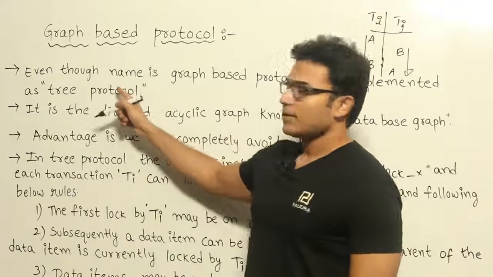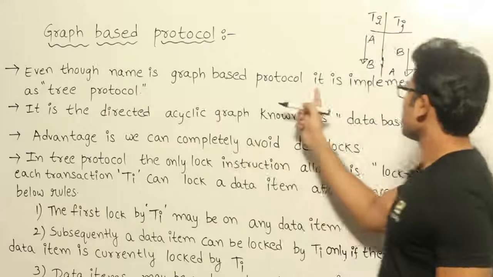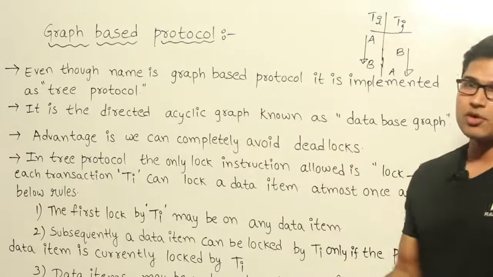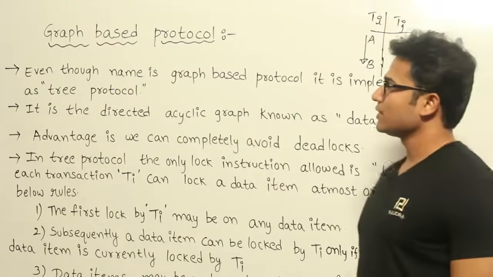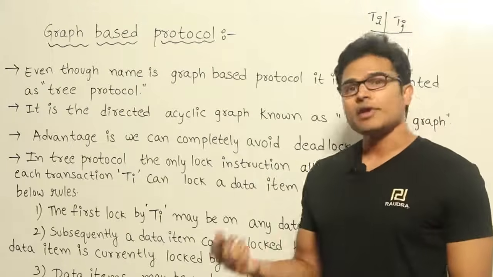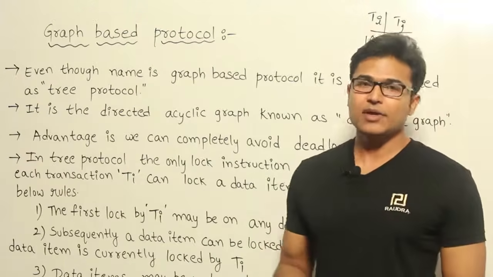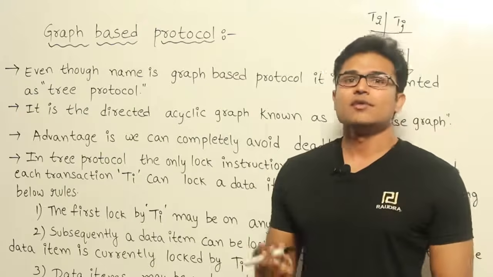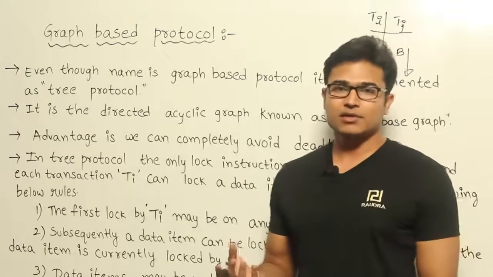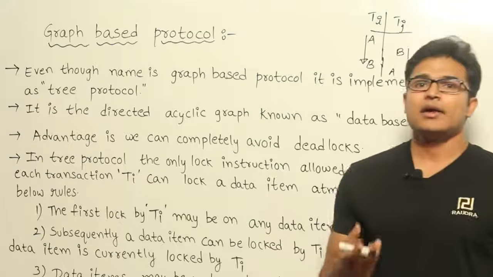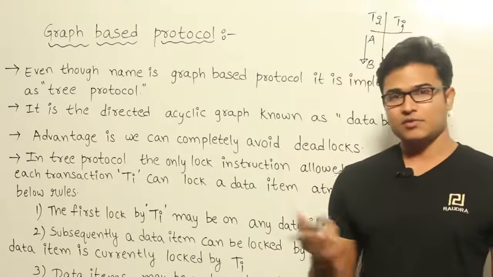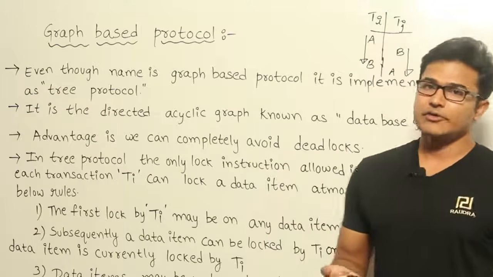See this. Even though the name is graph based protocol, it is implemented as a tree protocol. Which means, even though the name says it is a graph protocol, what we actually have is a tree. Why do we have a tree? We don't want cycles, because cycles are the main reason to get the deadlock, and they are going to spoil the ordering. That is why we are going for trees.